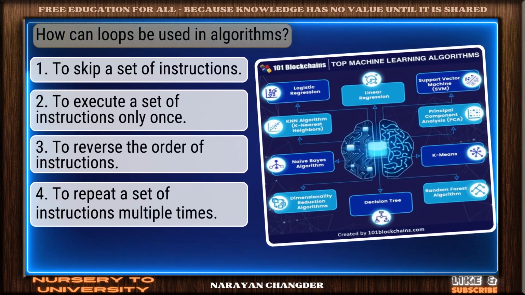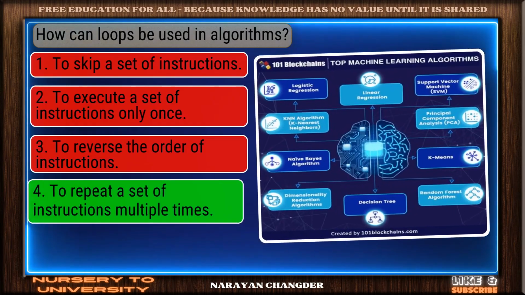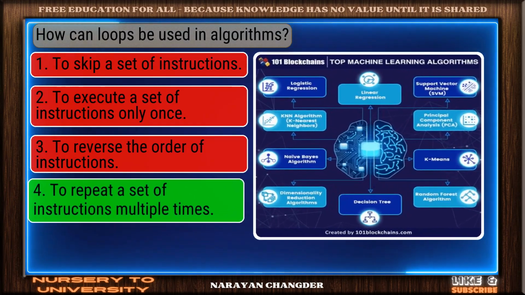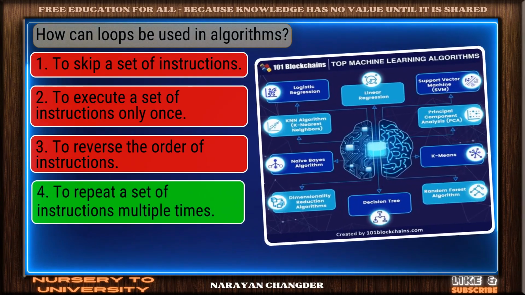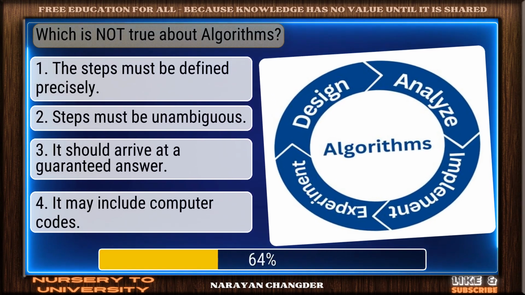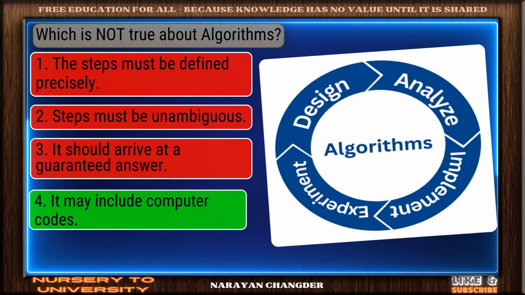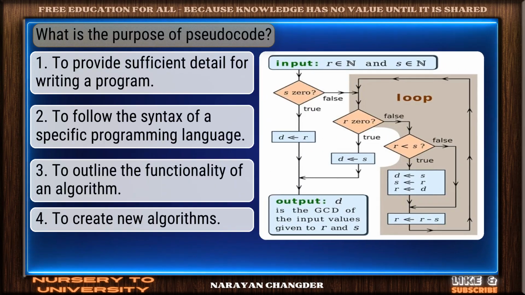How can loops be used in algorithms? Sharp thinking. To repeat a set of instructions multiple times is the right choice. Which is not true about algorithms. Right again. It may include computer codes is a valid answer.